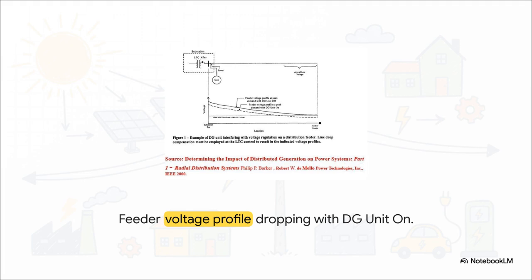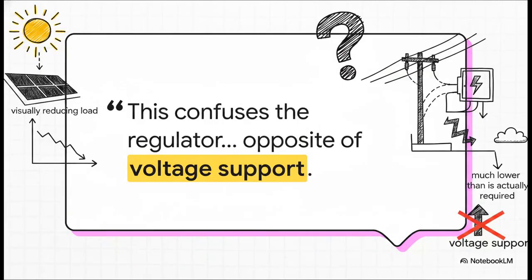If you look at a standard feeder voltage profile, turning a distributed solar generation unit on can actually cause the voltage to drop significantly further down the line. Sounds crazy, right? Let's break down exactly why this happens. It all comes down to how the grid's automated hardware sees the network. Because the solar input visually reduces the observed load at the line drop compensator, which is basically the grid's voltage sensor, it accidentally tricks the regulator.